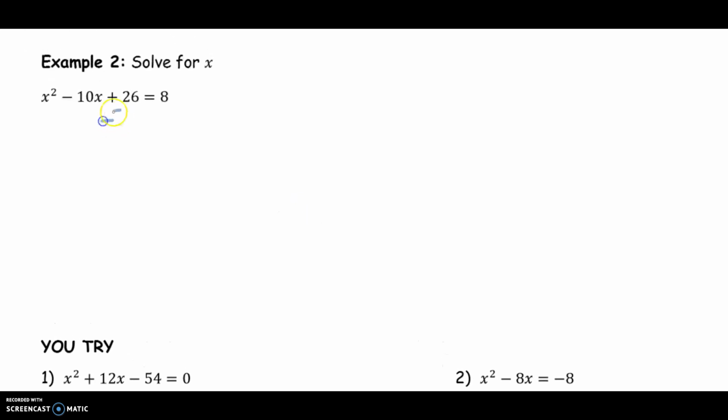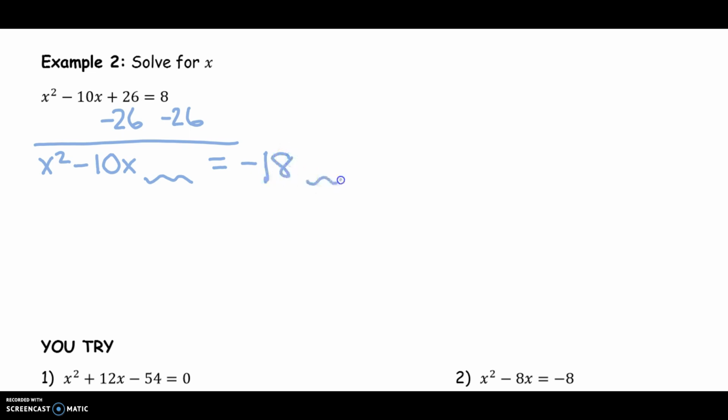So we're going to start by subtracting 26 from both sides to move the constant to one side of the equation. Okay, I get x squared minus 10x. I'm going to leave a little bit of space for my constant. Okay, and I do 8 minus 26, and I get negative 18. And again, I'm going to add a little bit of space for when I make my perfect square.